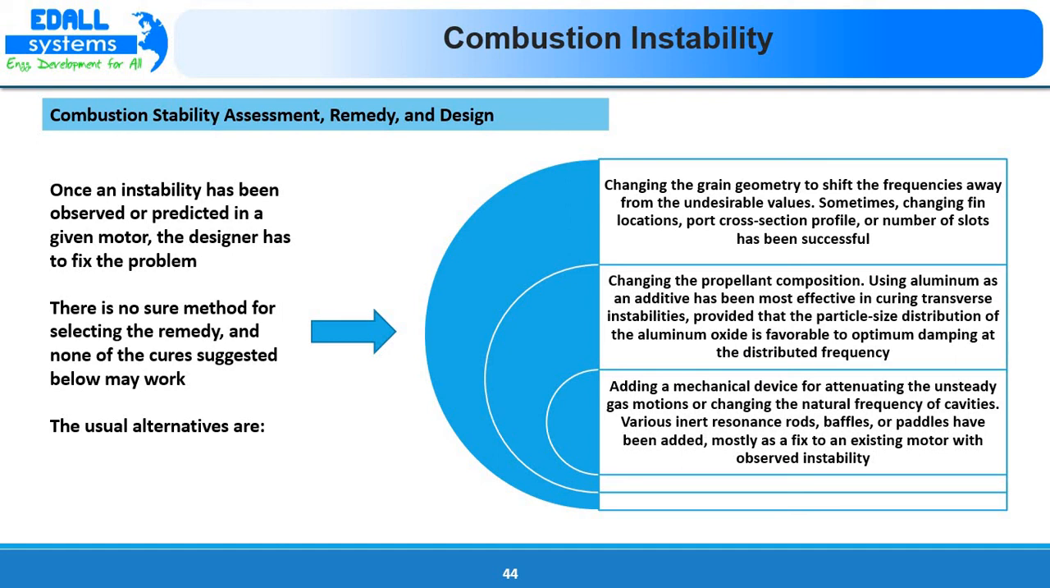And the third one, that is adding a mechanical device for attenuating the unsteady gas motions or changing the natural frequency of the cavities. Various inert resonance rods, baffles, or paddles have been added, mostly as a fix to an existing motor with observed instability. They can change the resonance frequencies of the cavity but introduce additional viscous surface losses and cause extra inert mass and potential problems with heat transfer or erosion. So once the instability has occurred and we have to fix the problem, we can go for such remedies to tackle the instability.